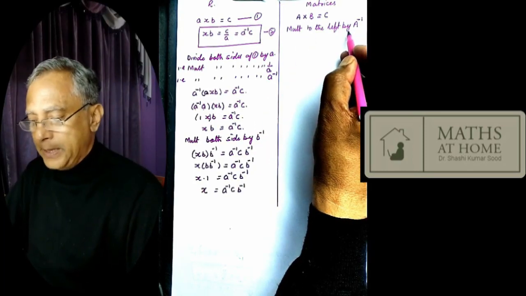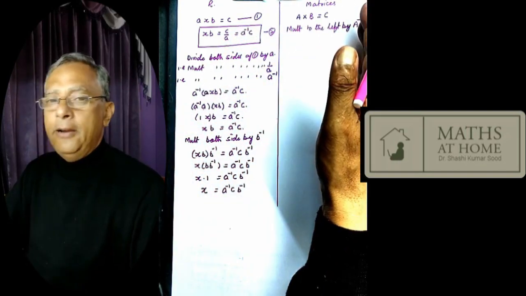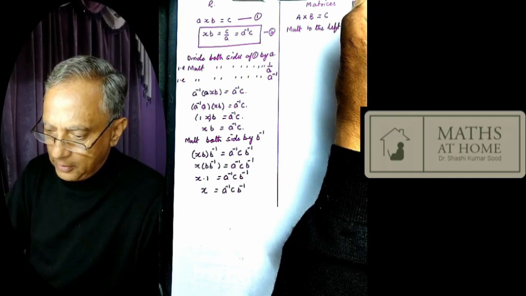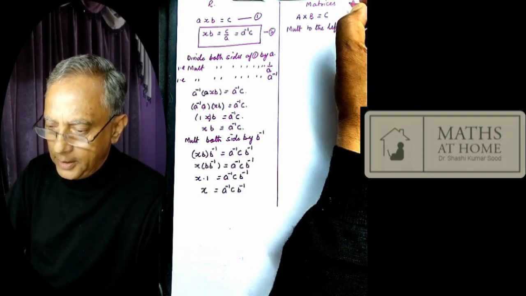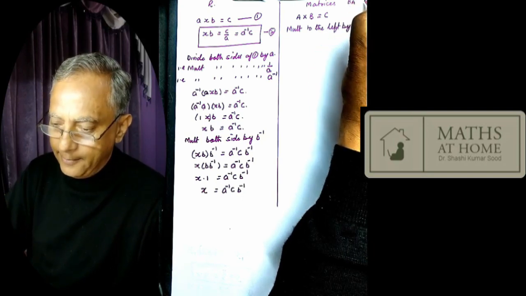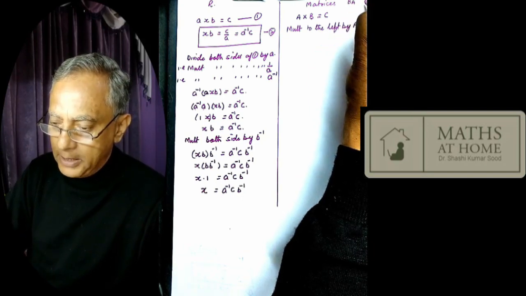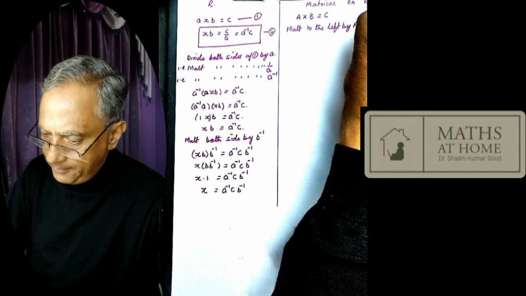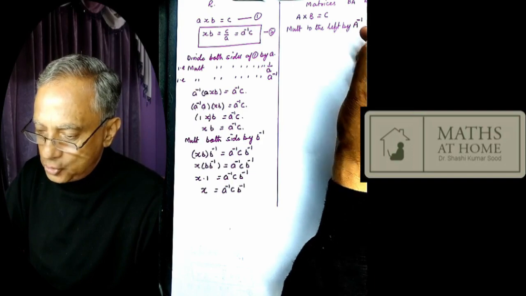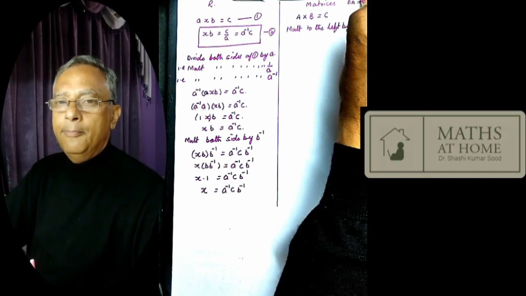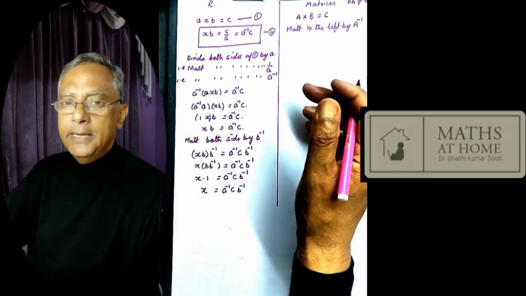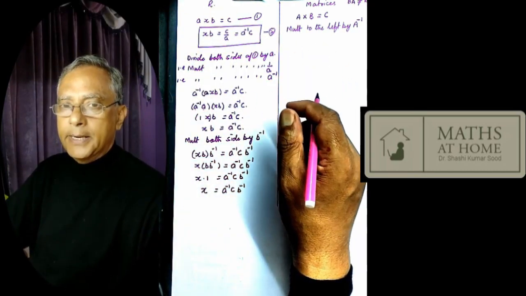Now we must specify from which side we are multiplying. For example, we have A. If I multiply it from the left by B, we will get BA. And if I multiply A from the right by B, we will get AB. And AB is not equal to BA. So from which side we are multiplying is important in matrices.